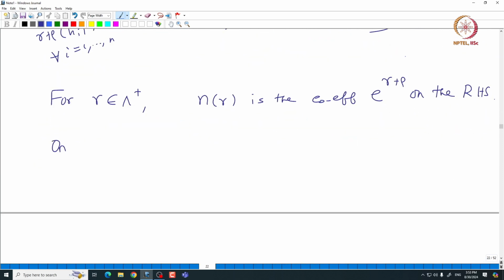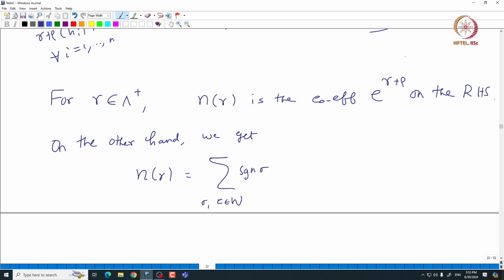On the other hand, we get n of gamma to be equal to summation over sigma, tau in W of sin of sigma tau, the partition function corresponding to sigma of lambda 1 plus rho plus tau of lambda 2 plus rho minus lambda plus 2 rho. So, this completes the proof of Steinberg's formula.